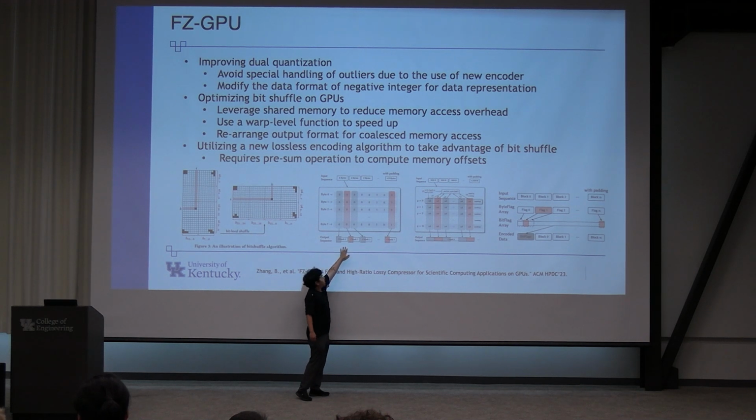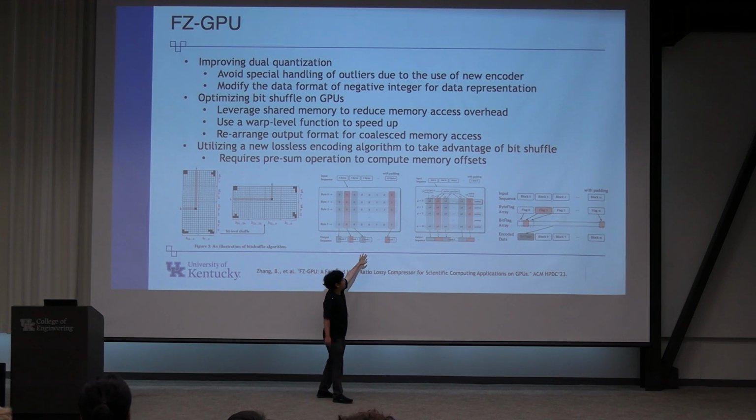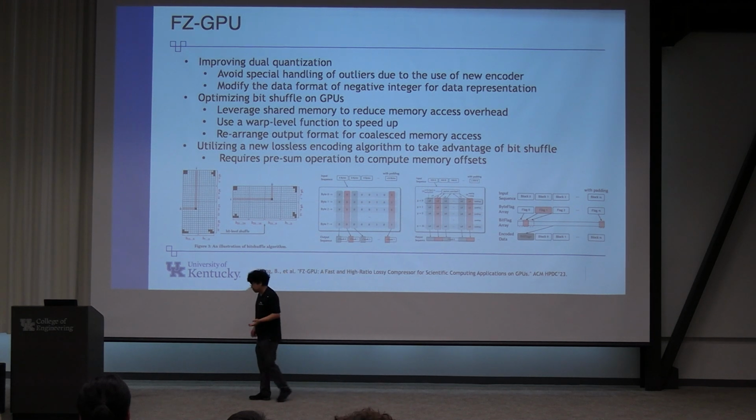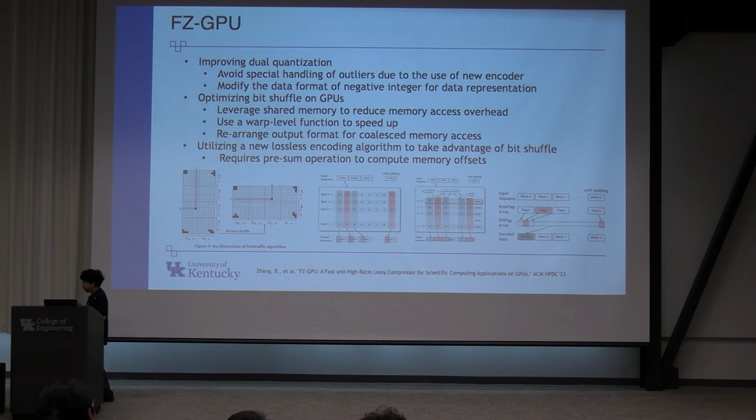Basically, when you store the data from the shared memory to global memory, that kind of access is not continuous. So this will lead to uncoalesced access. However, we rearrange the output format a little bit to follow the correct memory access pattern. This just enables higher memory bandwidth.